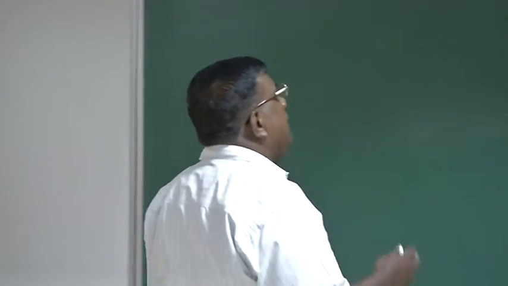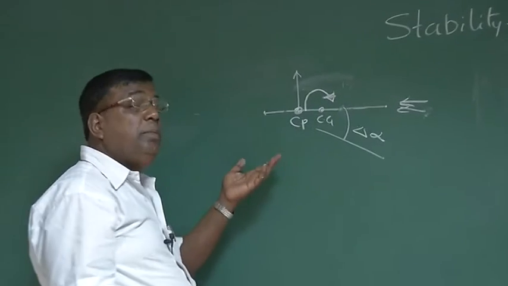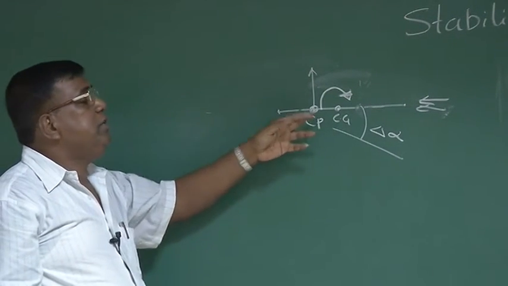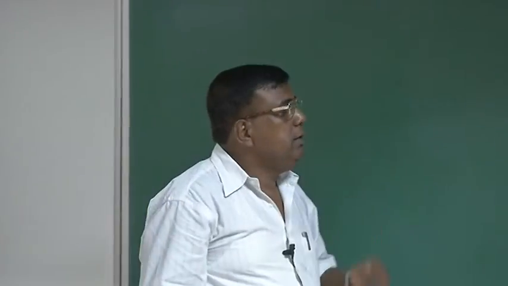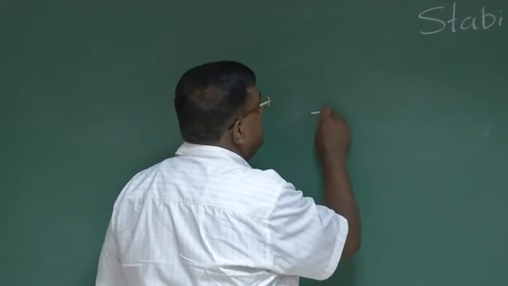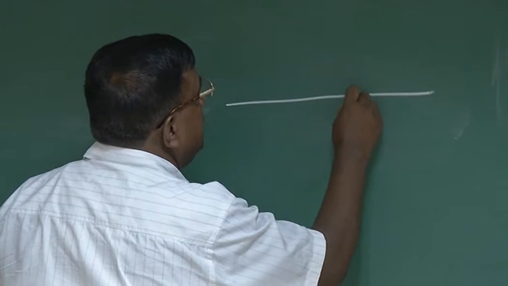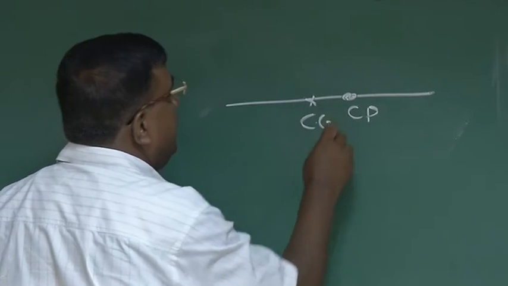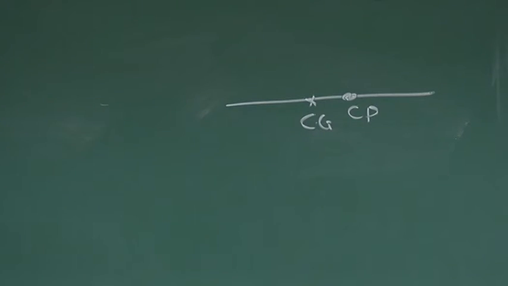So in a nutshell, if I want to make an aircraft, or this plate in particular, since we are talking about the plate here, to be stable, I must ensure the center of pressure is behind the center of gravity. But the question is, suppose it so happens that the center of pressure is ahead and the center of gravity is behind. You have no options left to change the center of gravity.